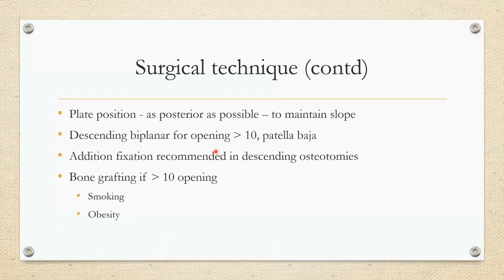And if an opening of more than 10 mm is required, or patella baja is present, a descending osteotomy is recommended. In case of a descending osteotomy, additional fixation is recommended, either one or two anteroposterior screws. And bone grafting, if there is more than 10 mm opening, or other probable risk factors for healing, like smoking or obesity.